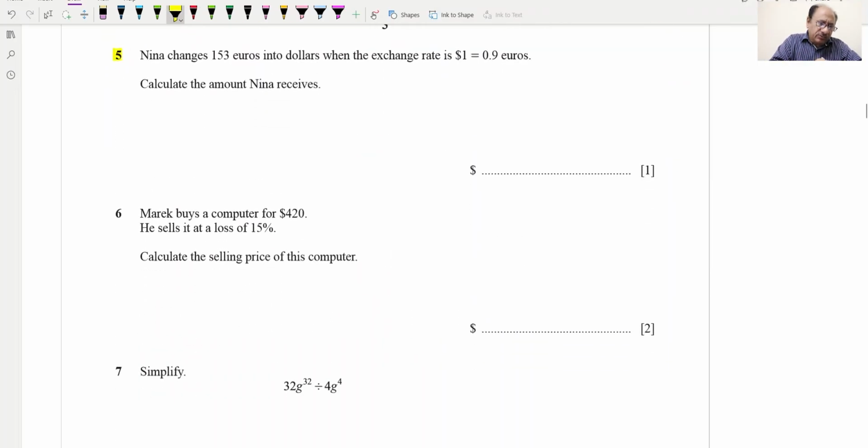Now question number 5. Question number 5 says Nina changes 153 euros into dollars when the exchange rate is $1 to 0.9 euros. So keep in mind when we compare these two currencies, dollars and euros, the euro is a heavier currency because when you are converting $1, you are getting less than 1 euro. So it means the euro is a heavier currency than the dollar. So we need to convert the heavier currency into the lighter currency, 153 euros to dollars. So the answer should be more than 153.